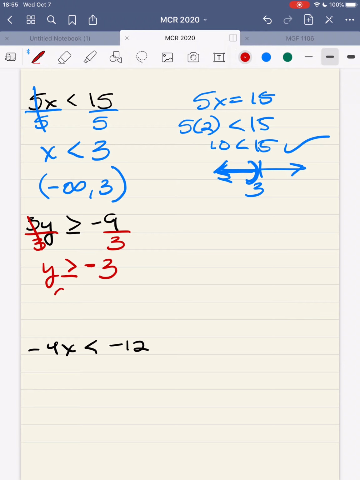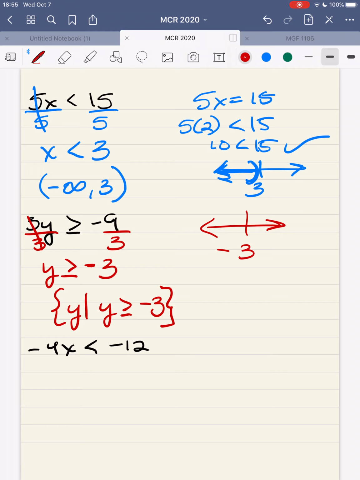My set builder for this is y is such that y is greater than or equal to negative 3. If I were to graph this, I got negative 3. I misspoke, it was greater than. Greater than or equal to gets a bracket. And therefore my first number is negative 3. It goes to positive infinity. Negative 3 has a bracket. Infinity always gets a set of parentheses. And I'm done.